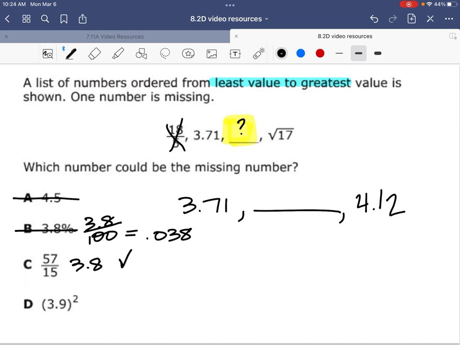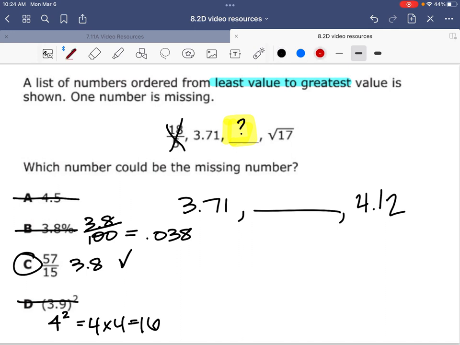And if I look at D, I know D is not reasonable because that is 3.9 squared. And 3.9 is almost 4. And 4 squared, which is really 4 times 4, is 16. And that is way too big. So I can strike through that answer too. And I get an answer that is C.